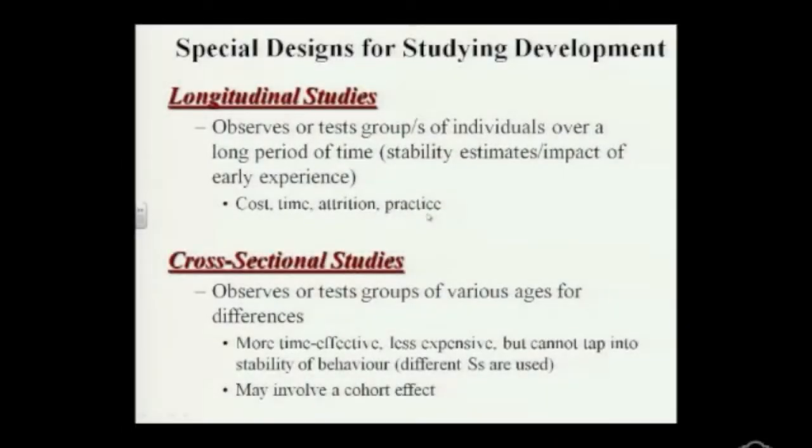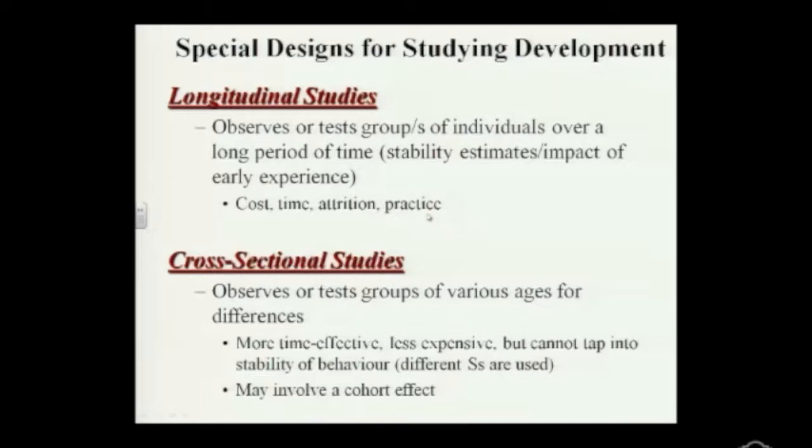So to get around this kind of time and cost and all those things that are problematic with longitudinal, what researchers will often do to save money and to save time and to avoid attrition and to avoid practice effects, they will use what we call a cross-sectional study. So what we're going to do here is observe different groups of different ages at the same time. Tell me how that works.